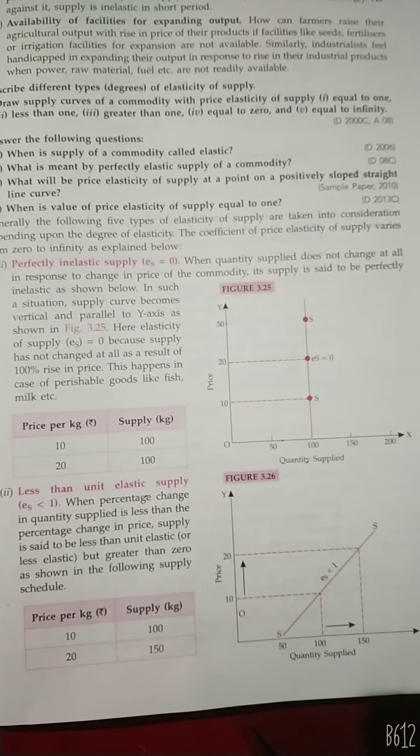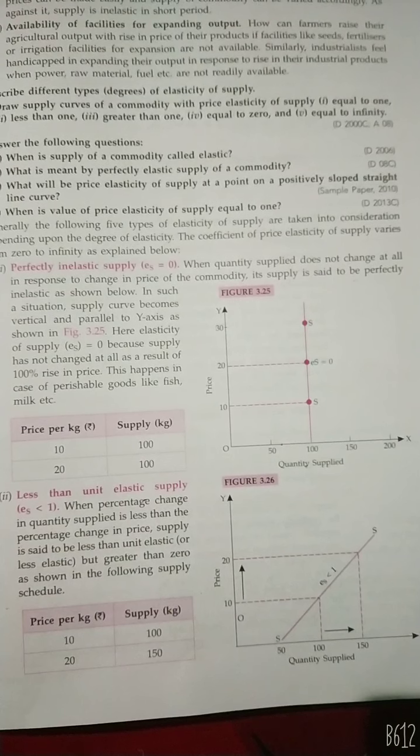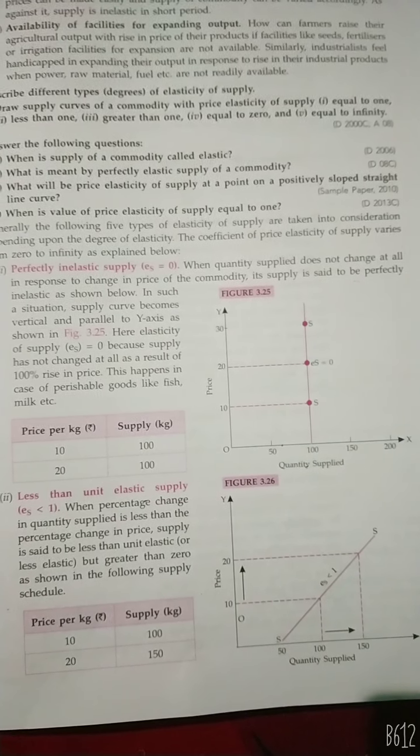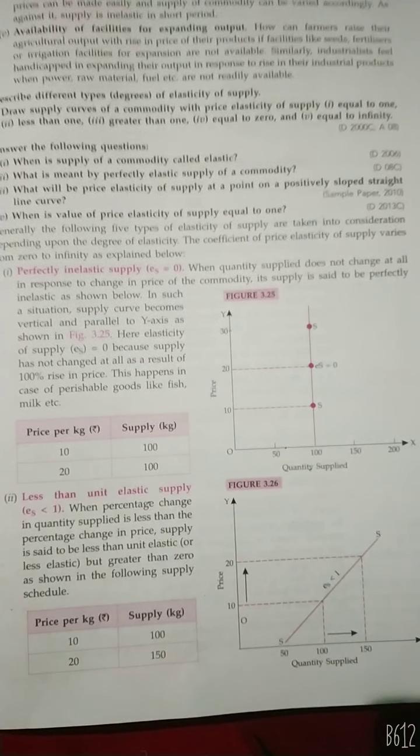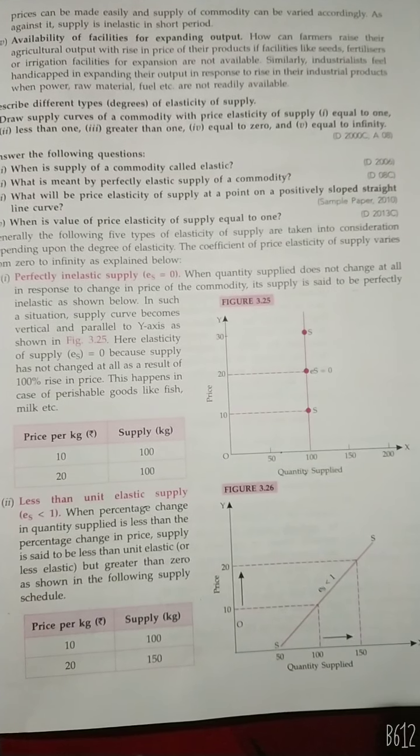Next, types of price elasticity of supply. There are five types of price elasticity of supply. The first, perfectly inelastic supply: when quantity supplied does not change at all in response to change in price of the commodity, its supply is said to be perfectly inelastic.